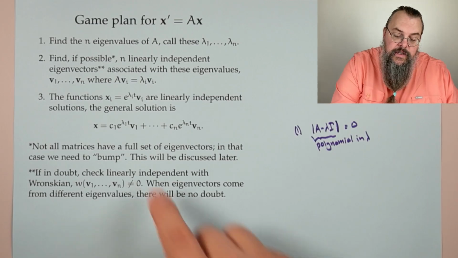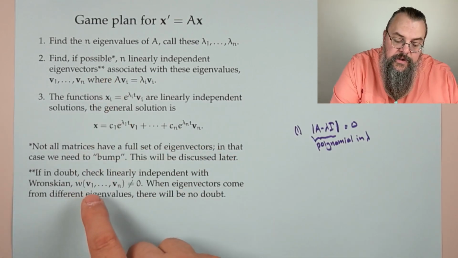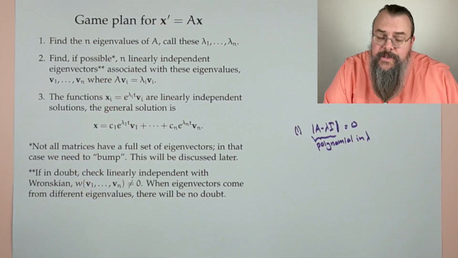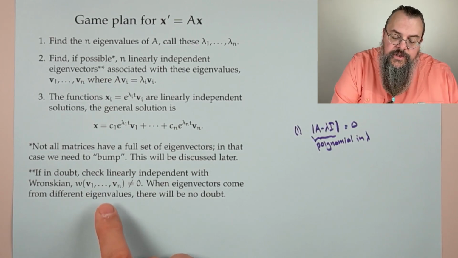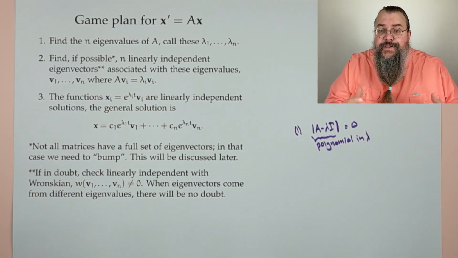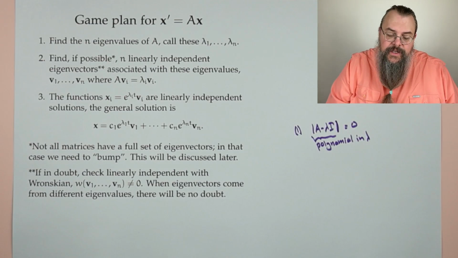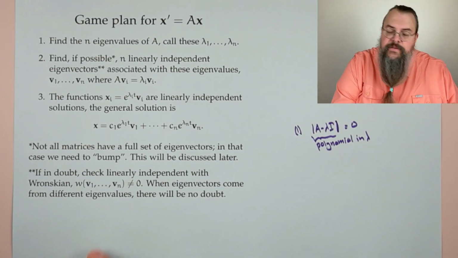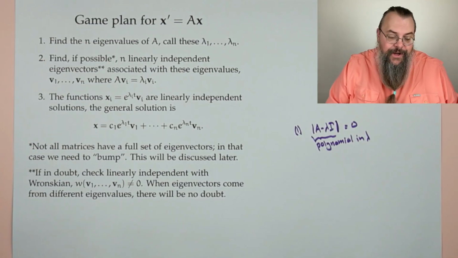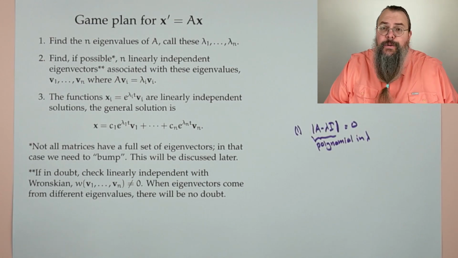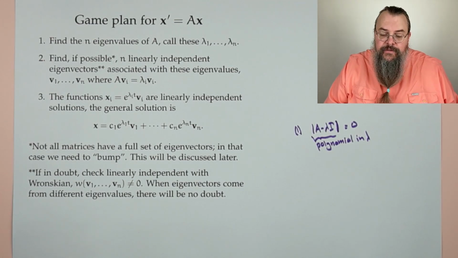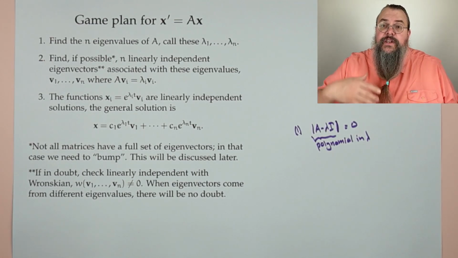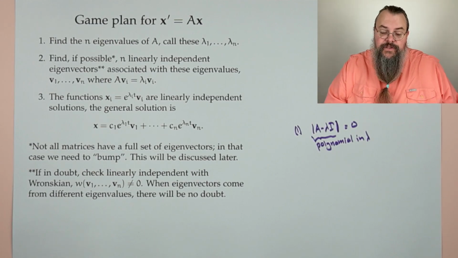If you're wondering how do I know if they're linearly independent, you can always just check the Wronskian. But here's a nice simple fact. If the eigenvectors come from different eigenvalues, no doubt, they are linearly independent. So actually, we won't worry about the Wronskian very often. Just the process naturally gives us our linear independence.